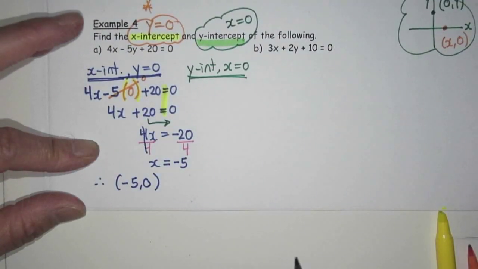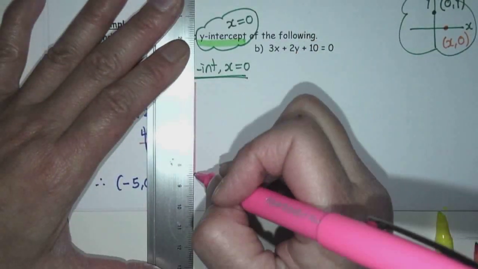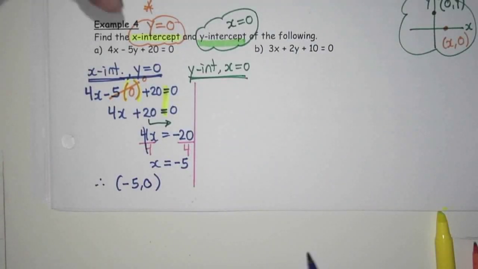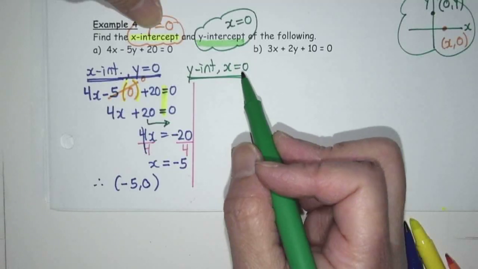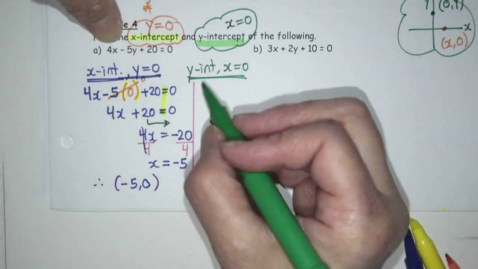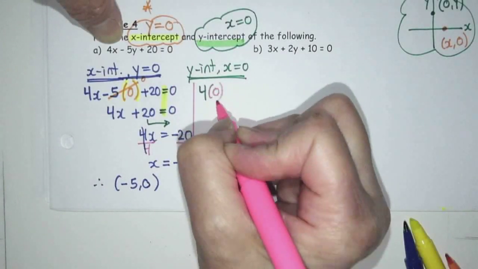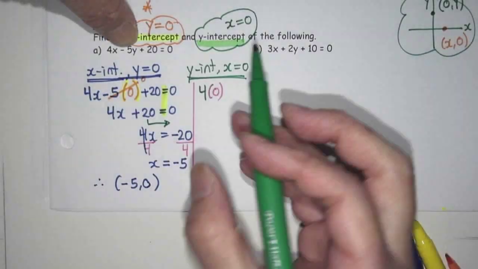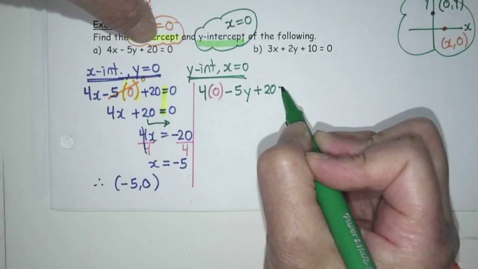-5, 0. We're going to do that again with the y-intercept. Sorry, I'm just drawing a line so we can separate it. We're going to do the y-intercept. So for my y-intercept, wherever I see x, I'm going to plug in 0. So I'm going to go 4, and I'm substituting in 0 wherever you see the x. So in this equation, we're going to go minus 5y plus 20 equals 0.